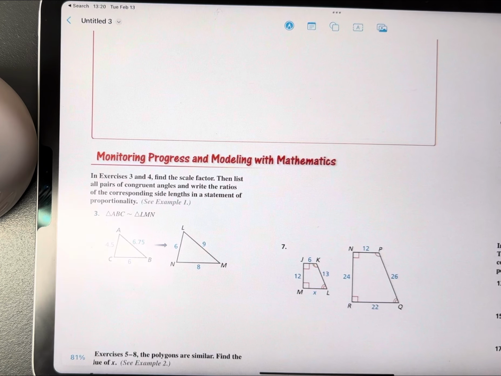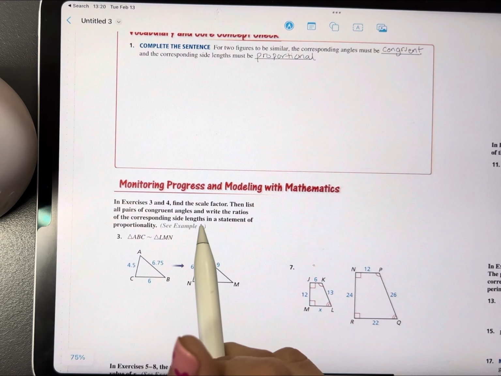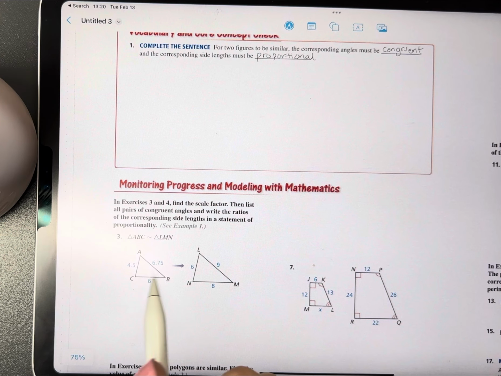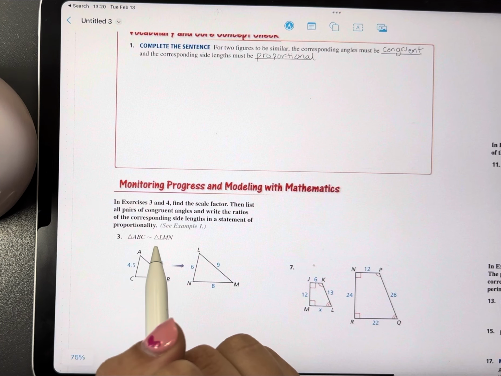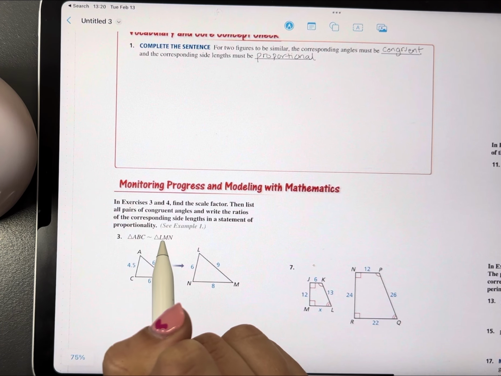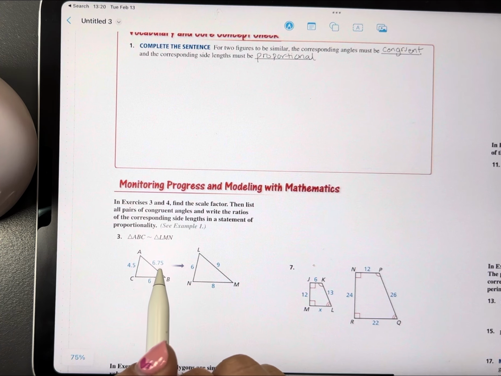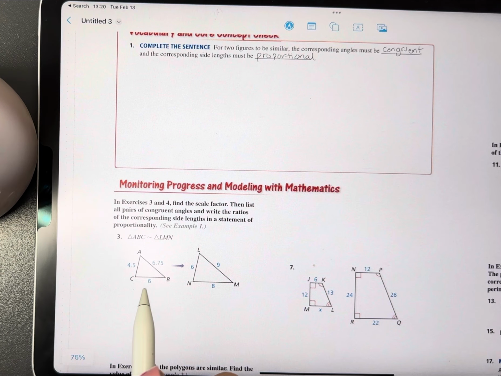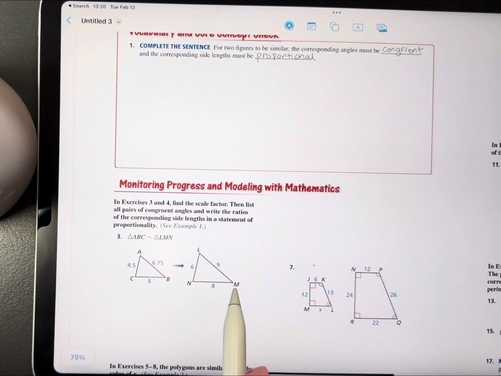Find the scale factor. List all pairs of congruent angles and write the ratios. Okay, so for number 3, in a statement of proportionality, find the scale factor. They're giving me the congruent figures. They're telling me exactly how this goes. So like AB corresponds to LM. AB is 6.75. I don't like it as much as I like 6. So I'm going to go with CB. So this is the last two letters with NM, 8. So 6 to 8.